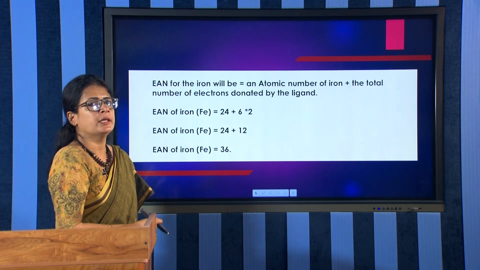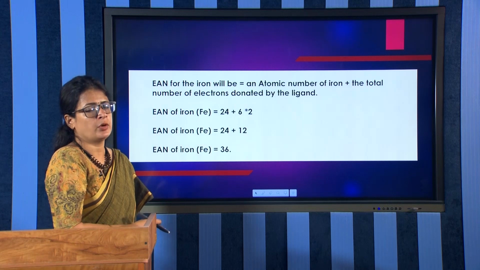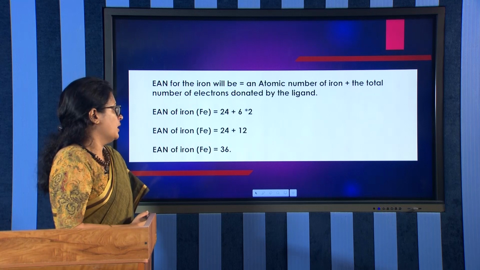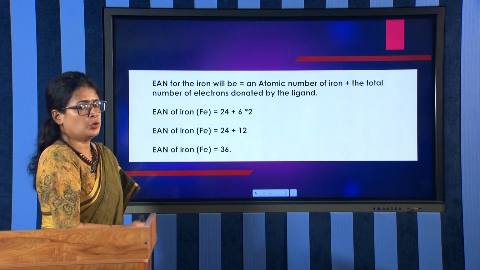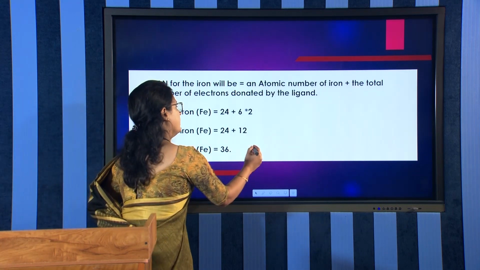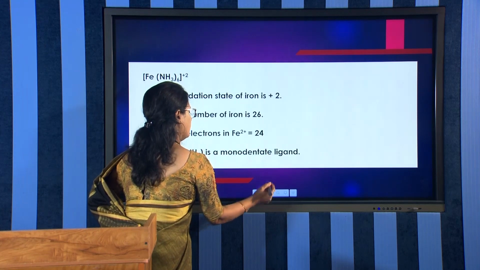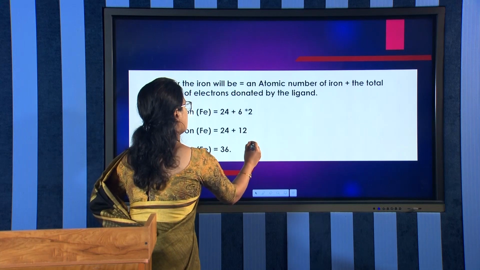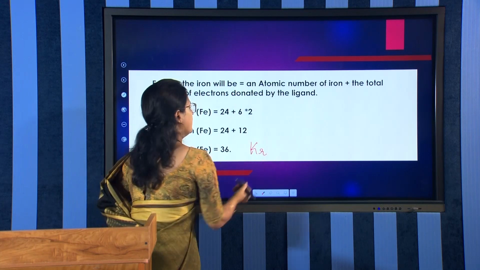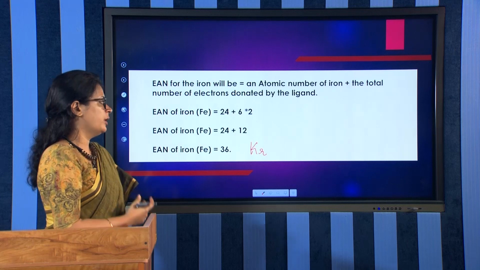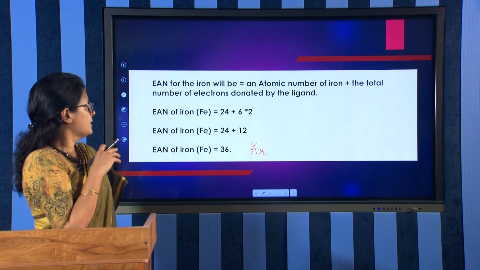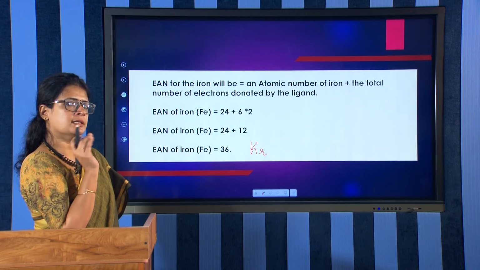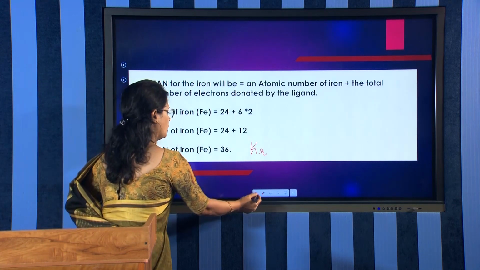36 is the atomic number of krypton. Argon is 18, and this is krypton. Since it is the atomic number of krypton, a noble gas, it is exceptionally stable. So the complex which we discussed is exceptionally stable, and that is the effective atomic number rule.